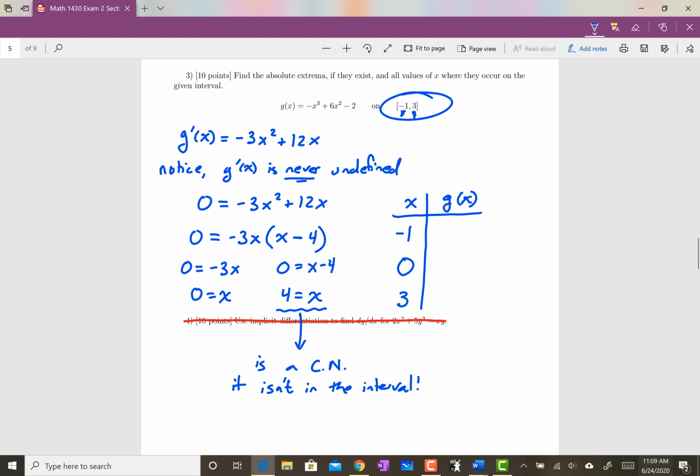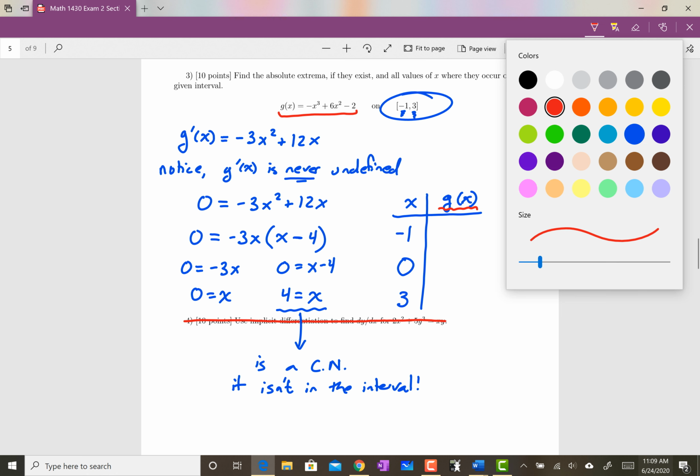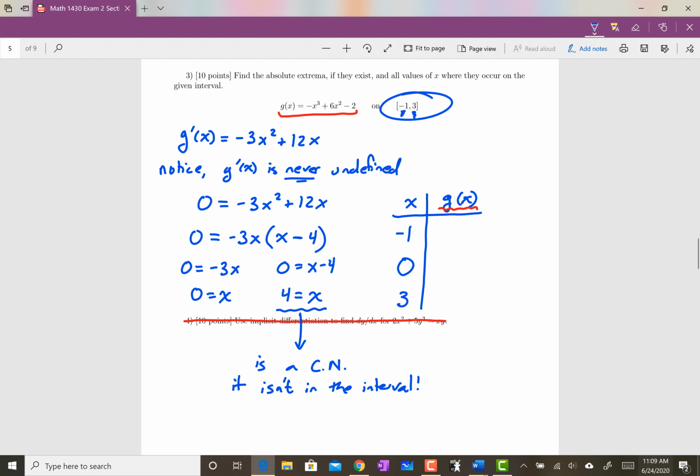Now, the other thing that we have to be careful about is we need to remember that we're plugging these values into the original function in order to determine where we have a max and where we have a min. So let's do this. You can use a calculator if you'd like. If I plug in negative 1 for x, I'm going to have negative 1 times negative 1 cubed plus 6 times negative 1 squared minus 2. That's going to give me 1 plus 6, which of course is 7, minus 2 is 5. So I'm going to get 5.